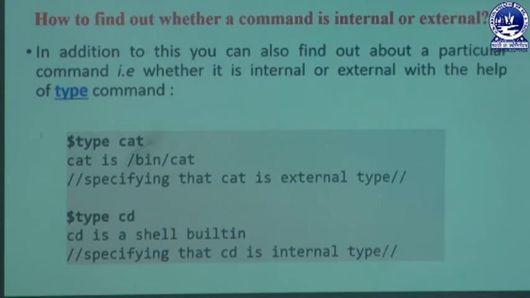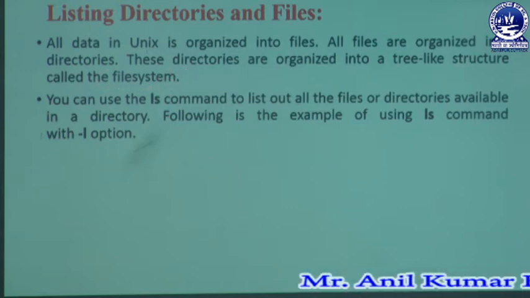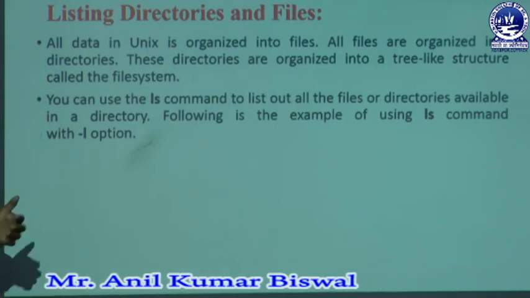Let us focus on the next slide, which is how to list directories or files in our system. Unix is organized into files, and all files are organized into directories. These directories are organized into a tree-like structure known as the file system. In DOS, the operating system also has a command like dir to display directories in a tree-like structure. In Unix we use ls.